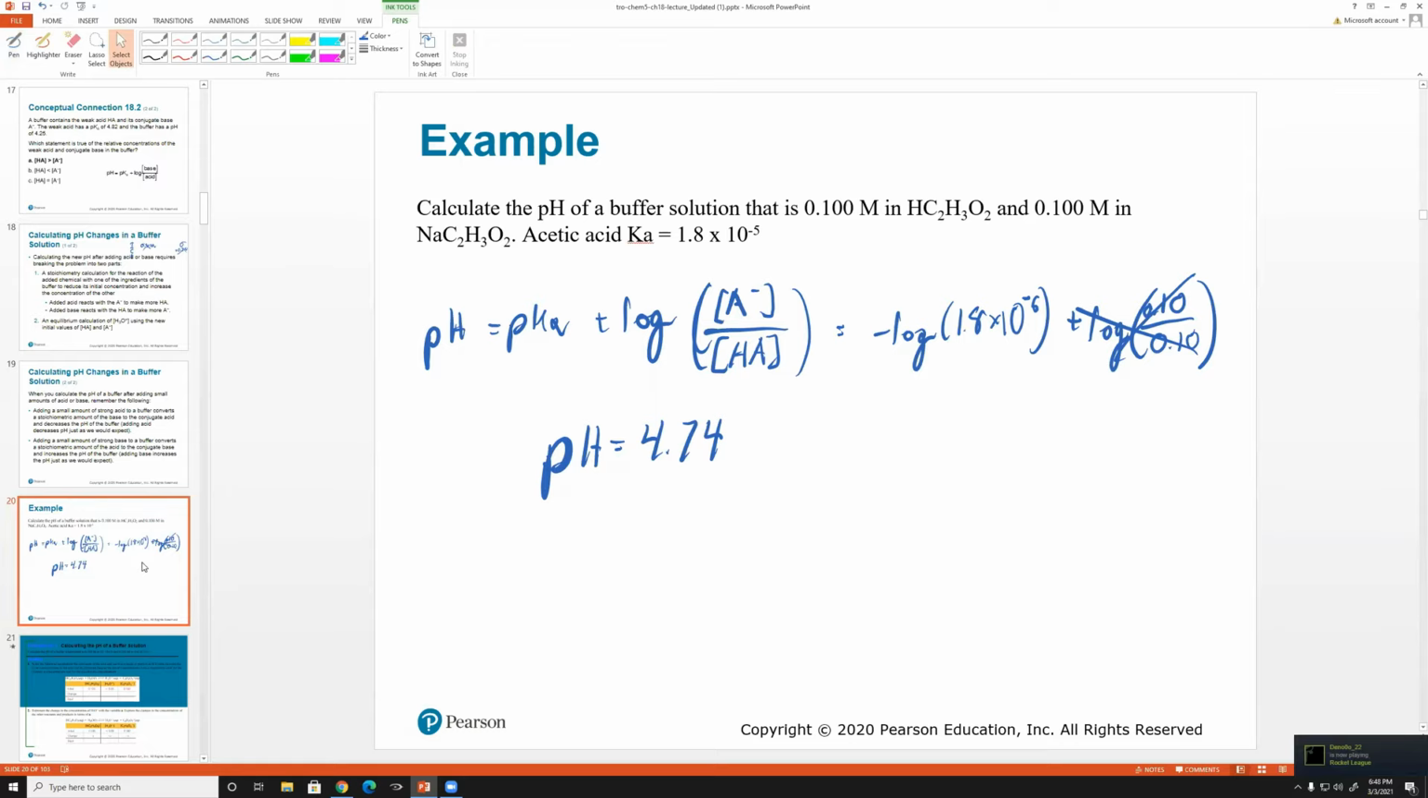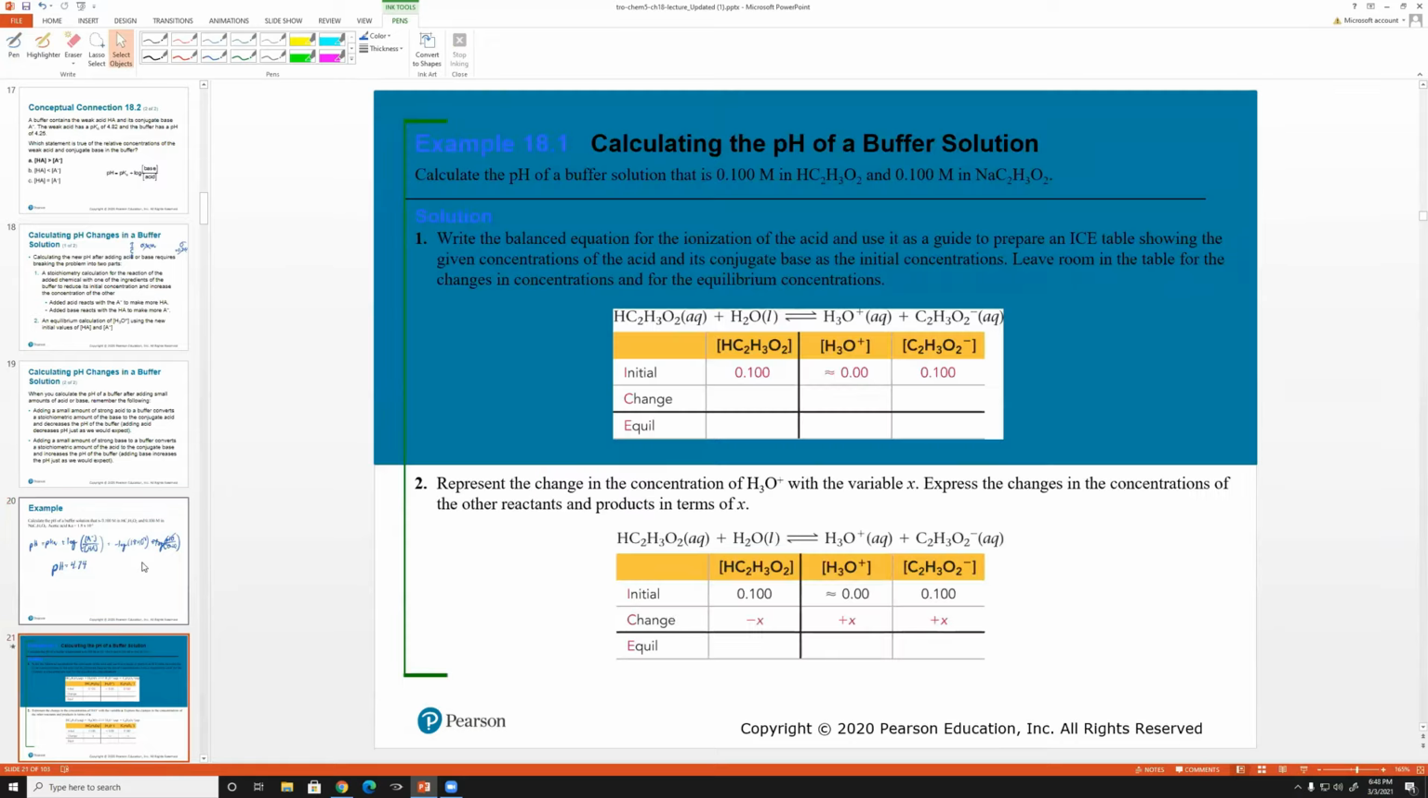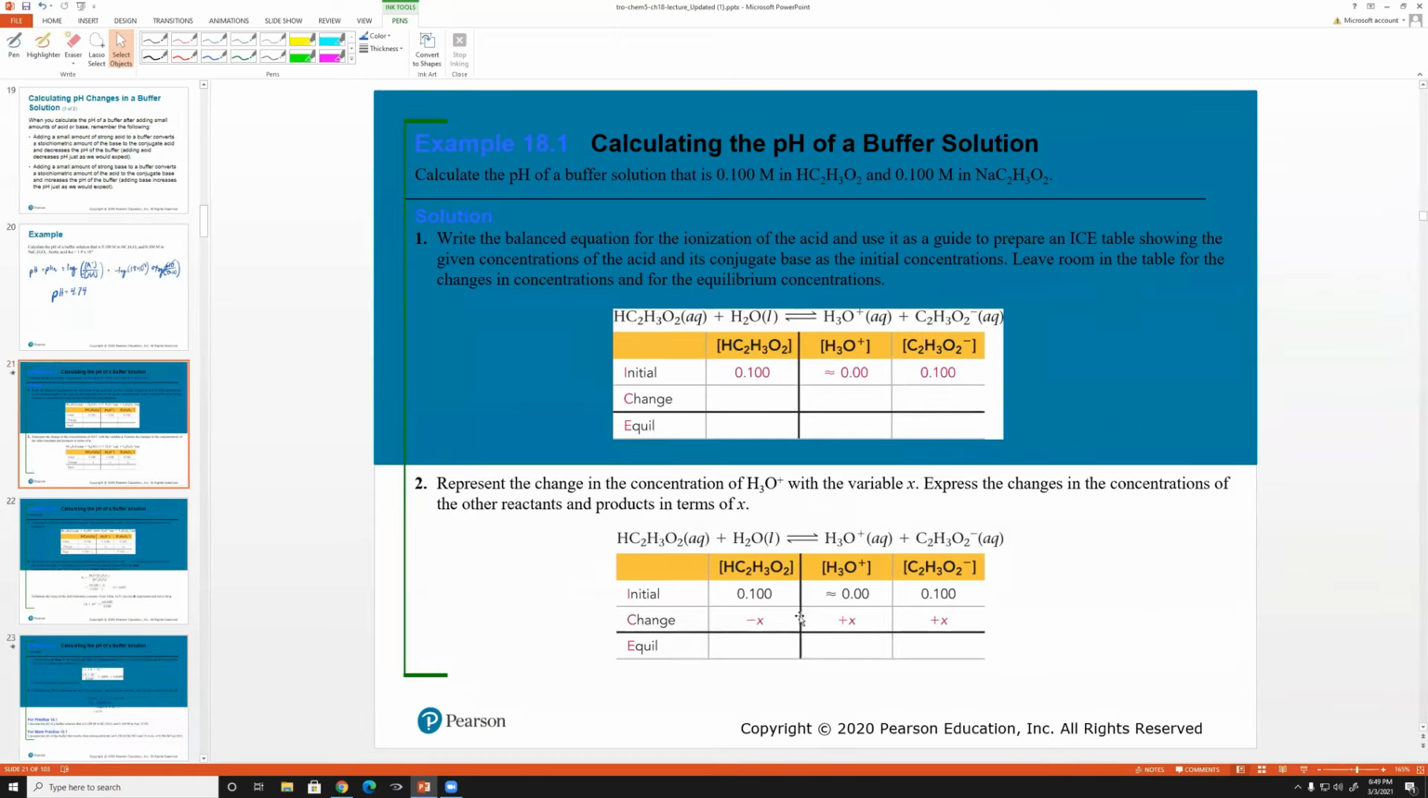And if you want to do the ice chart, you can. So here's the solution for that. You have your equation, which is acetic acid plus water, because you're putting it in water, and then you have H3O plus and your acetate ion. Remember, the sodium acetate goes away; we don't consider the sodium part of the equation. Your initial is going to be 0.1 molar for each the conjugate base and the weak acid. And then you're going to have minus X, plus X, plus X.